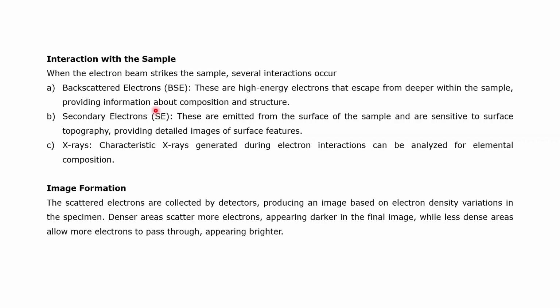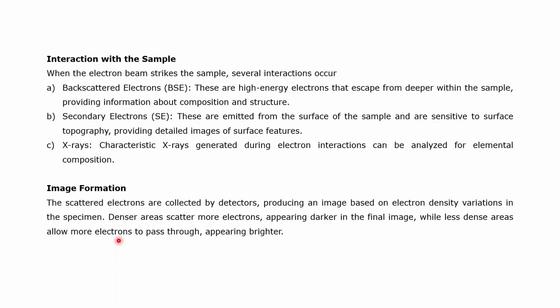So based on the electrons that are scattered because of the presence of the specimen and the electron beam hitting that particular specimen, and based on the scattering of the number of electrons there, images are created. Denser areas scatter more electrons, appearing darker in the final image, while less dense areas allow more electrons to pass through, appearing brighter. Based on this, the image is produced.